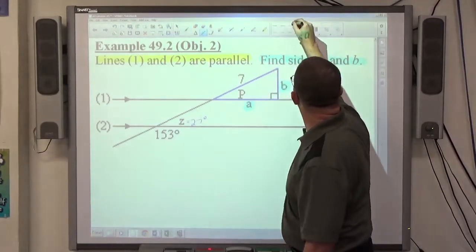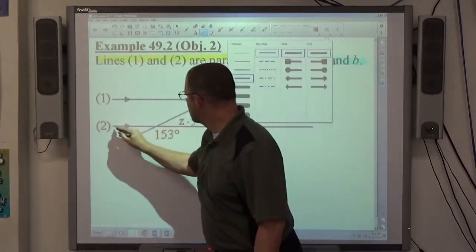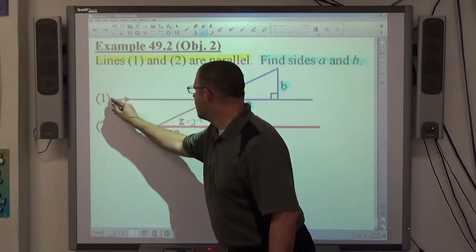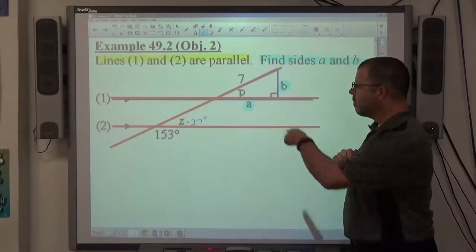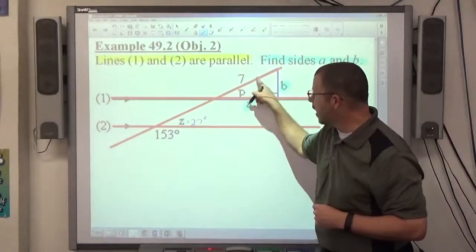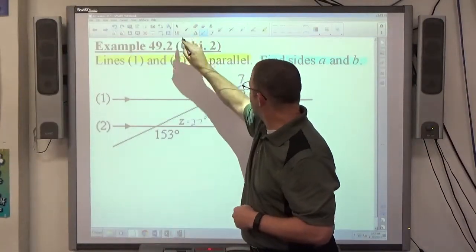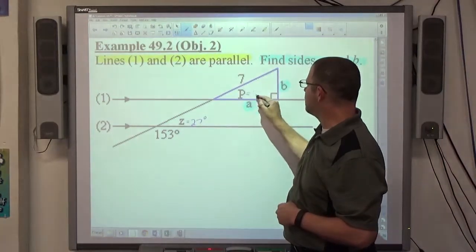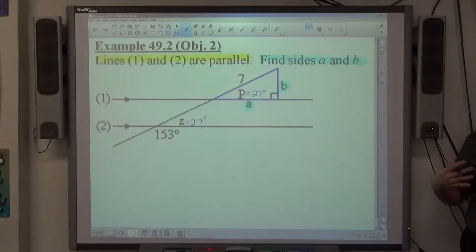Also, if I consider just the parallel lines cut by the transversal, here's a parallel line, here's a parallel line, here's a transversal. All right? P is also an acute angle. All right? In the same parallel lines and the same transversal. So I can then say, obviously, since Z is 27, P must be 27 degrees. So I'm using the parallel lines cut by transversal in order to create information in my right triangle that will help me find the measures of sides A and B.